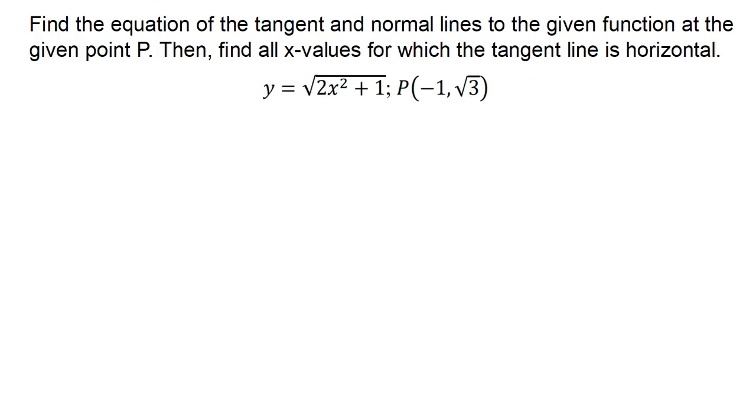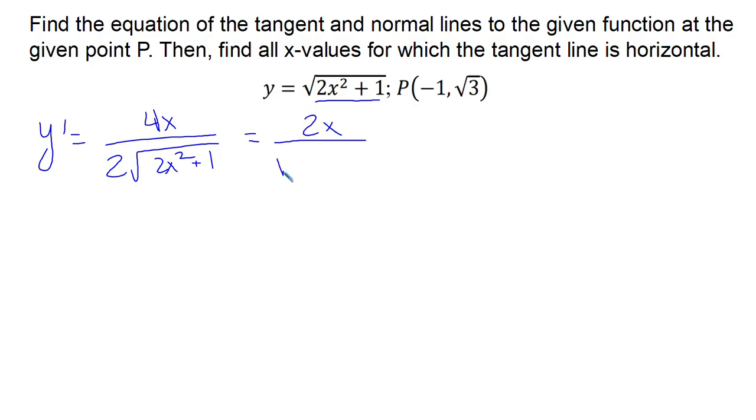So step 1 is just going to be take our derivative. That's going to be a chain rule derivative. Right? So y prime is going to be 1 over 2 root 2x squared plus 1, because that's 1 over 2 root u. And then we're going to multiply by the derivative of 2x squared plus 1. Well, that's going to be 4x. So if we simplify that down just slightly, we end up with 2x over root 2x squared plus 1.